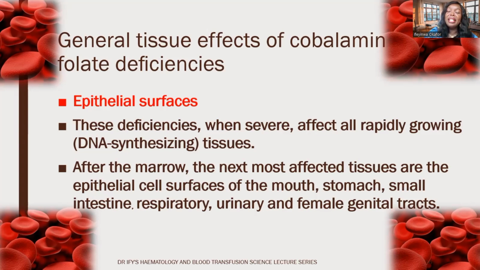After the bone marrow, the next most affected tissues are the epithelial surfaces of the mouth, the stomach, small intestine, respiratory tract, urinary and female genital tracts. So deficiency of B12 and folate can affect, in addition to the bone marrow, which can eventually lead to production of megaloblastic anemia, other tissues of the body, all DNA synthesizing tissues and cells, affecting their surfaces: the mouth, the stomach, the small intestine, the respiratory, urinary and female genital tracts.